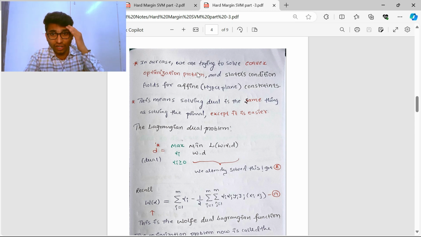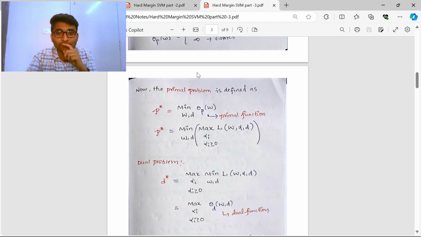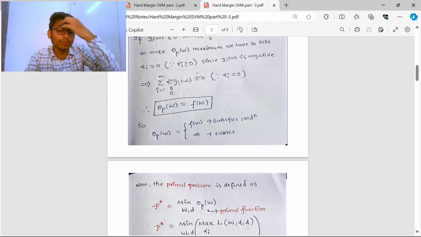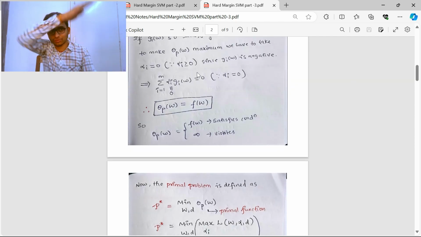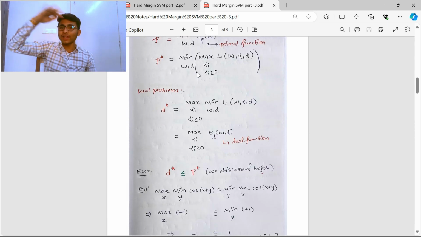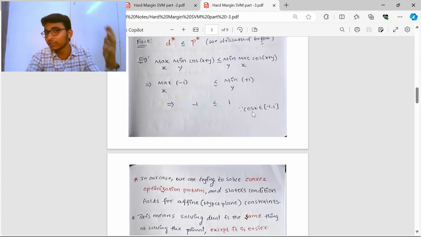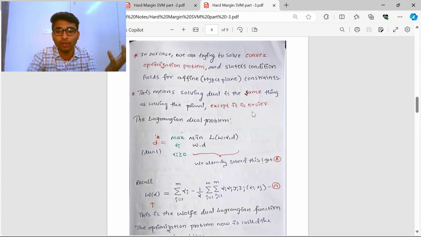In our case, we are trying to solve a convex optimization function. How did I say it is convex? Because w square is nothing but a function like x square, right? Its curve will be like this. Its graph. That's why I told you, convex optimization problem, and Slater's condition holds. Slater's condition holds for affine constraints, nothing but hyperplane constraints. We have the hyperplane constraint, right? J of W. That's what I'm talking about. And the Slater condition holds.